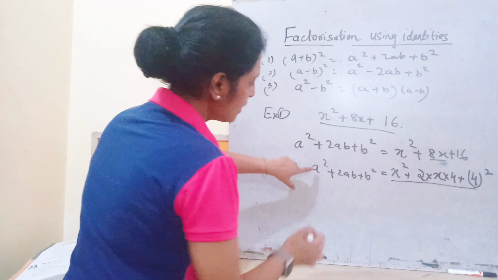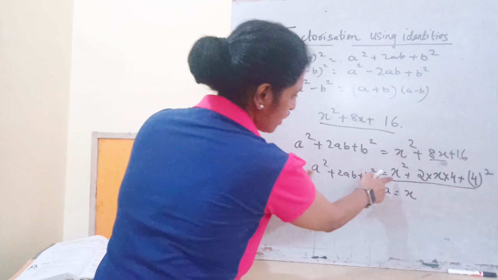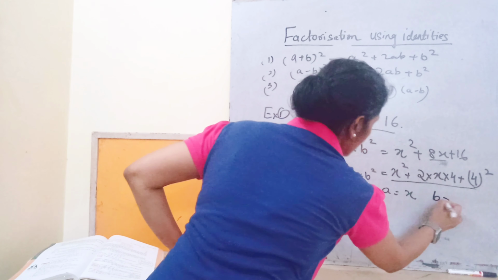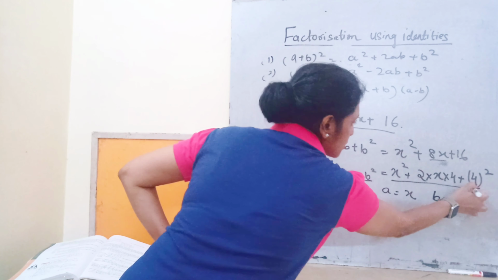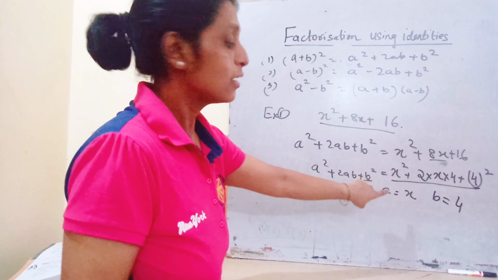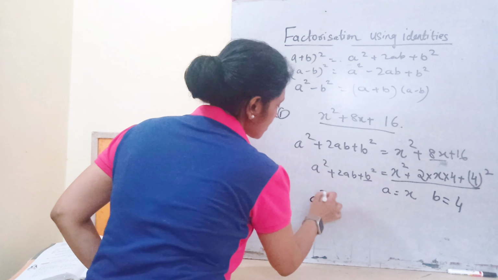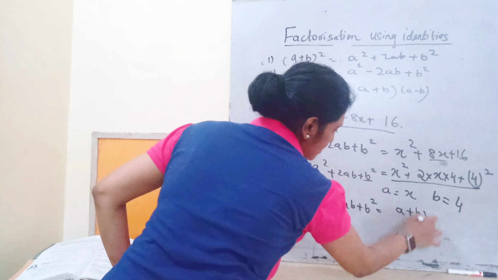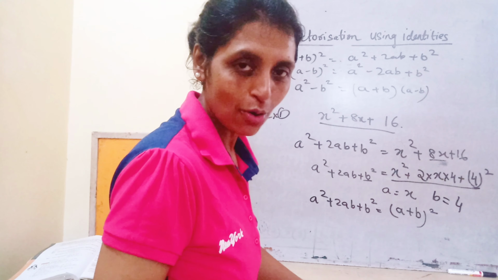Okay, so we can see that here a is your x. Okay, a is your x and b is your 4. Okay, now b is your 4. Here it is b square and here it is 4 square. It means b is taken as 4. Okay, so we know that a square plus 2ab plus b square is the expansion of (a plus b) whole square.